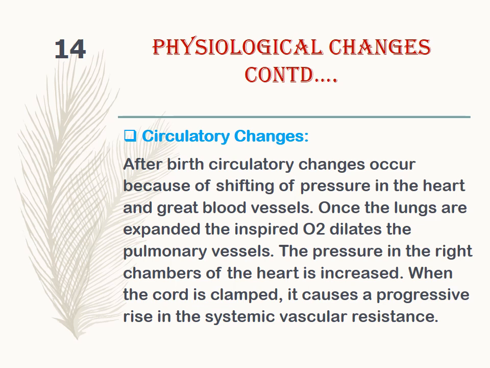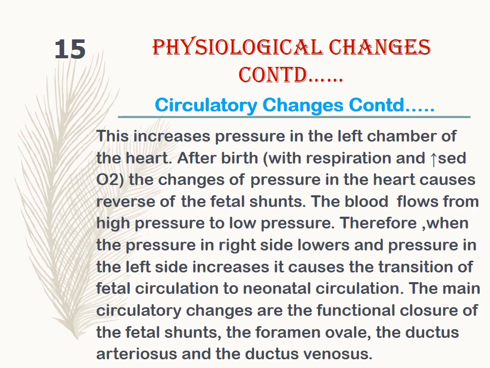in the cardiovascular system. After birth, circulatory changes occur because of shifting of pressure in the heart and great blood vessels. Once the lungs are expanded and inspire oxygen, it dilates the pulmonary vessels. The pressure in the right chamber of the heart is decreased. When the cord is clamped, it causes a progressive rise in the systemic vascular resistance. This increases pressure in the left chamber of the heart after birth.